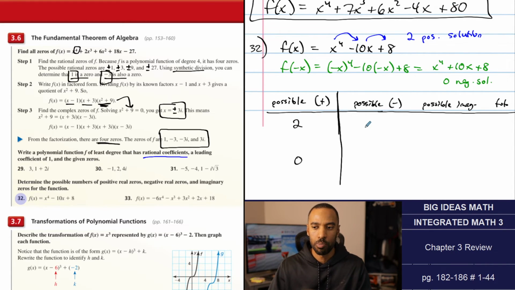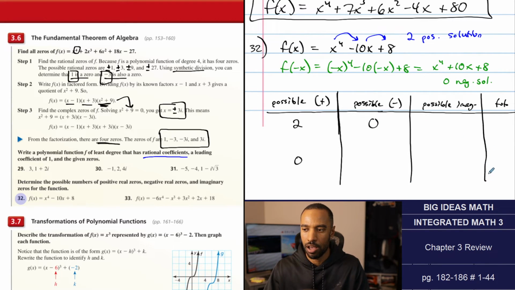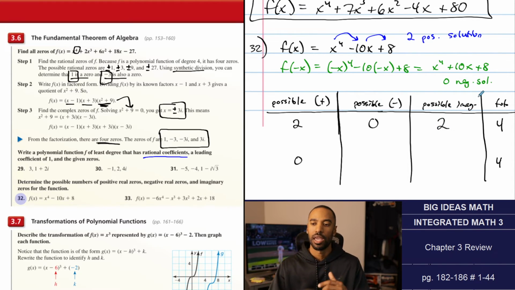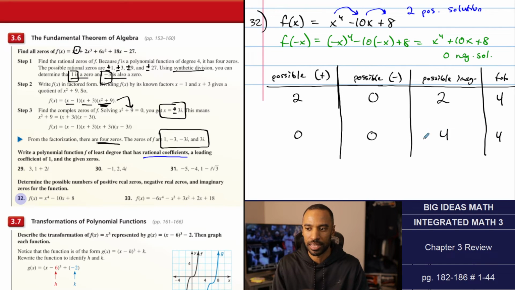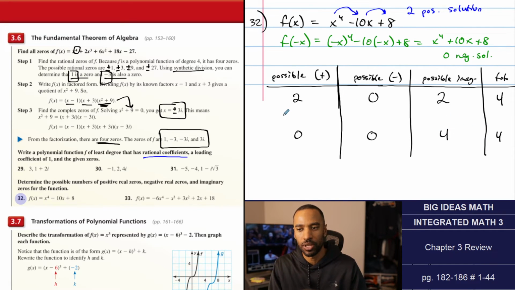So with 2 possible positives, you can have 0 negative, which means to still have a total of 4 solutions, 2 of them will have to be imaginary at least. If there's 0 positive solutions and 0 negative solutions, that means all 4 of them would be imaginary, which still adds up to 4. So here's your list of possible positives and negatives that can come into play on this one.